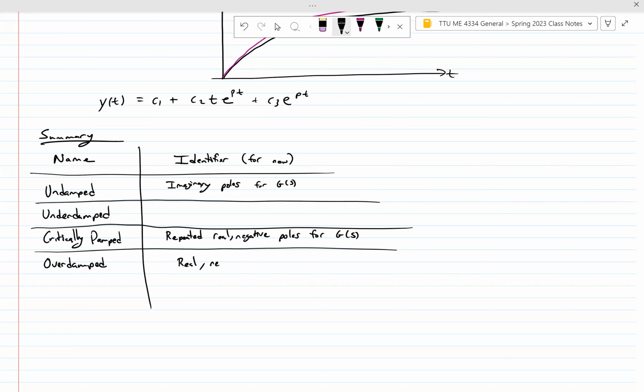Real negative poles, not repeated, right? For G of S. And then underdamped, complex poles with negative real parts. Right. I see folks in the chat also got that covered too.